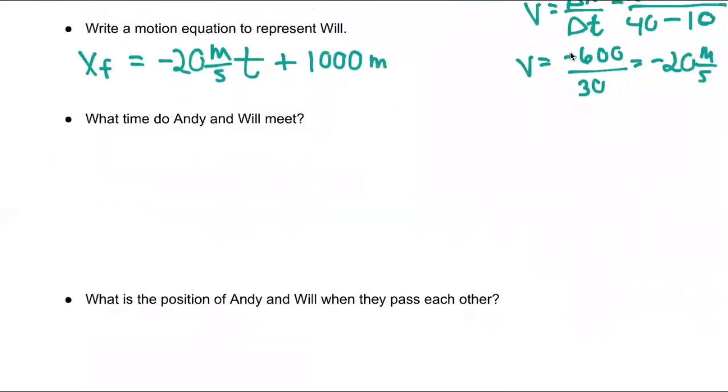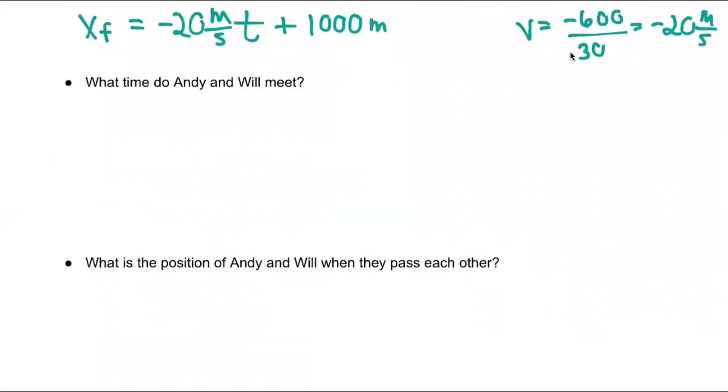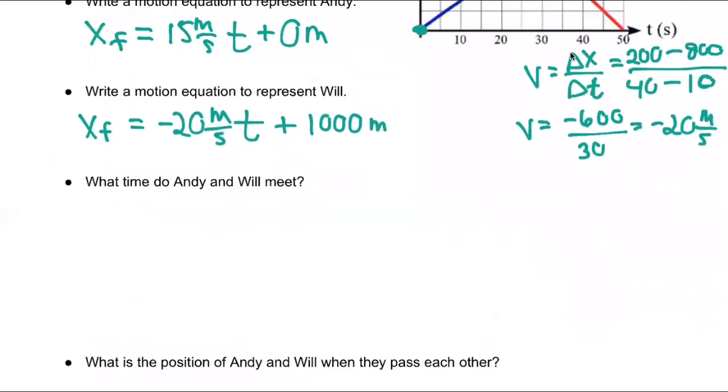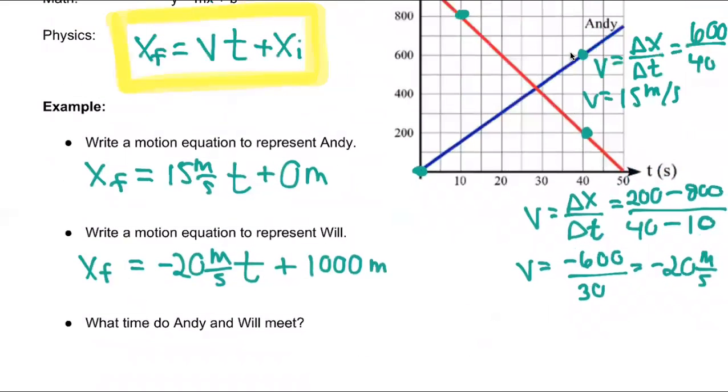So what time will Will and Andy meet? Now, just like in math class, I can kind of eyeball this on the graph. I can look at my graph and go, okay, Will and Andy are going to meet, like, I don't know, somewhere between 25 and 30. And I can also see the location they meet. It's going to be somewhere after 400. But we can actually use math to figure out what this exact time and location is.